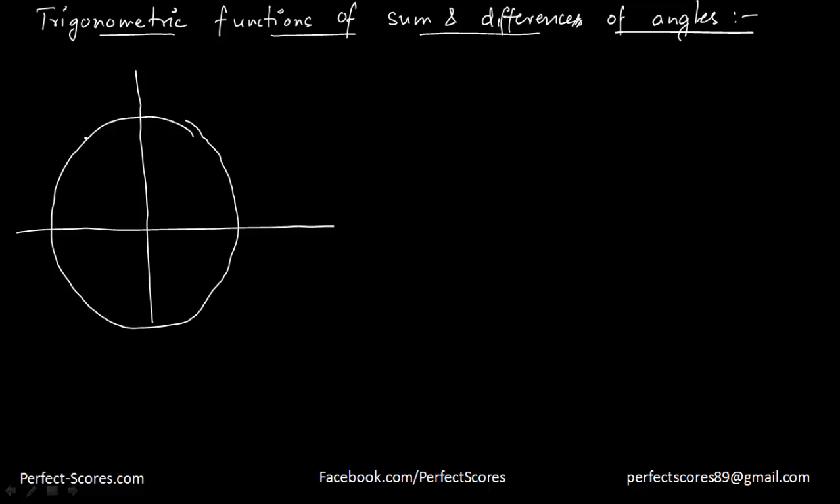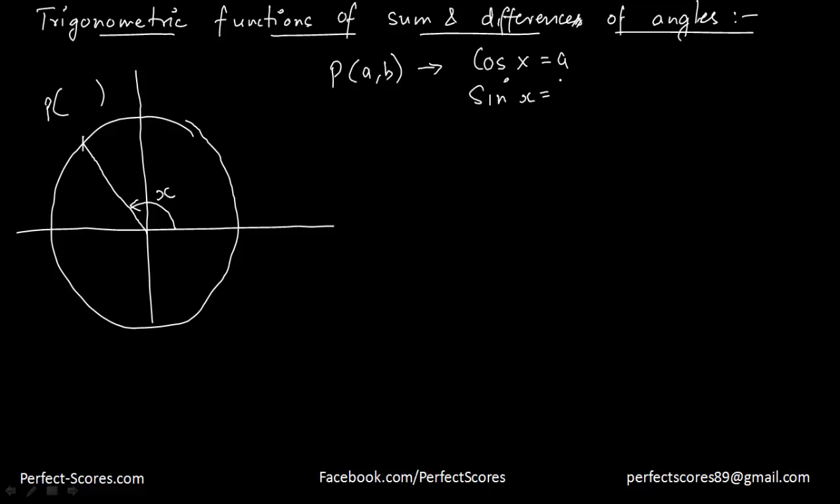So let's suppose there is a point which is (a, b). In that case we were able to say that the value of cosine of x, that is the angle this makes with the x-axis, is actually equal to a, and the value of sine of x is actually equal to b. So this is the relationship that we had.